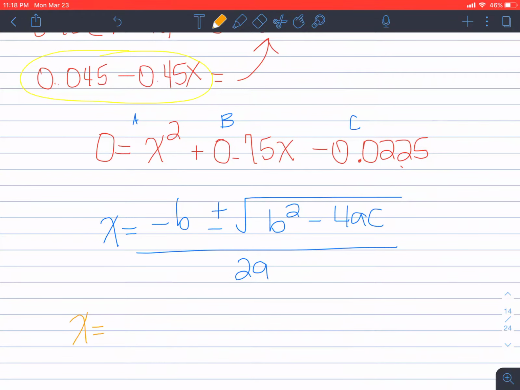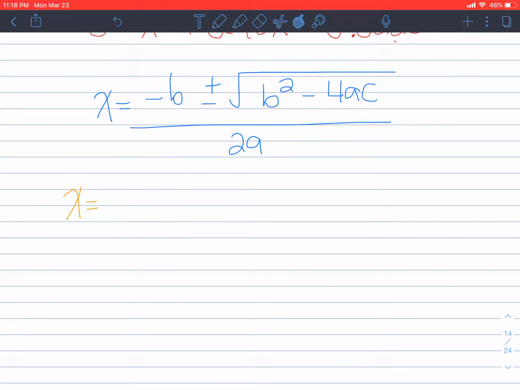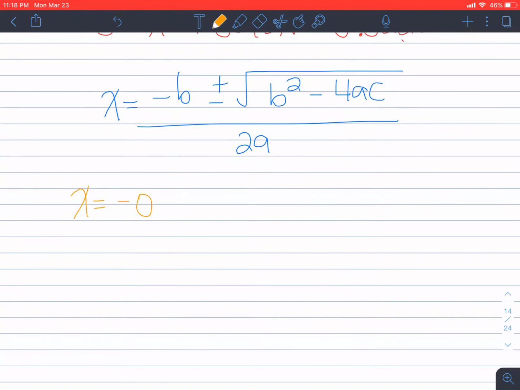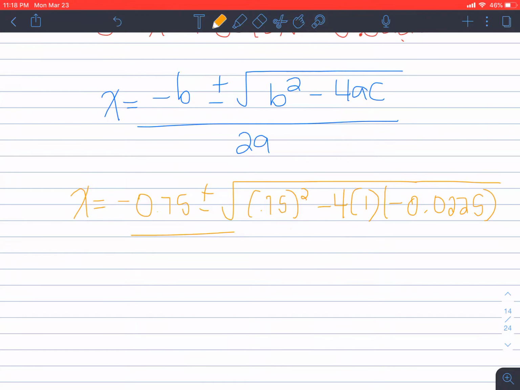Okay, so x is equal to negative 0.75, plus or minus the square root of 0.75 squared minus 4 times 1 times negative 0.0225, all over 2 times 1. Now, when you simplify this, what you're going to end up getting are two values. You're going to get negative 0.78 and 0.03 molar.